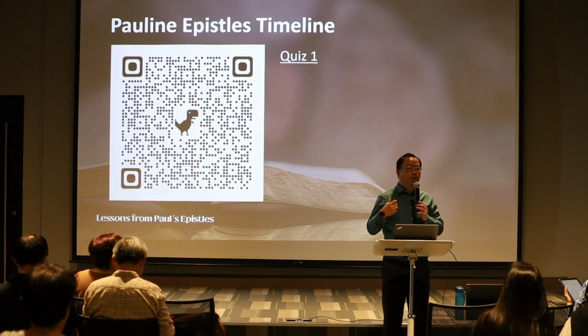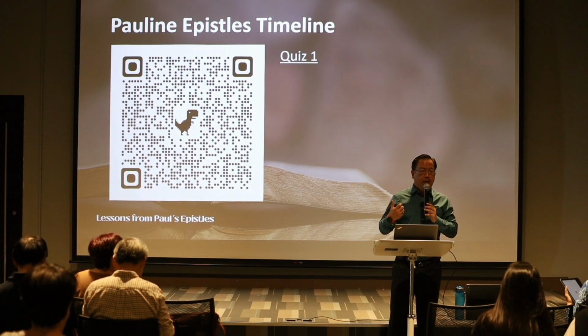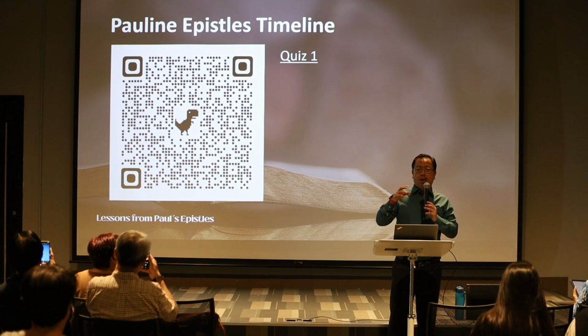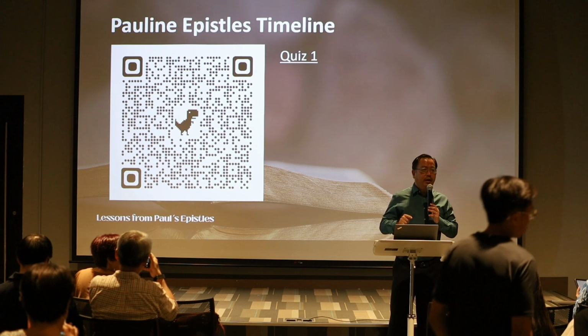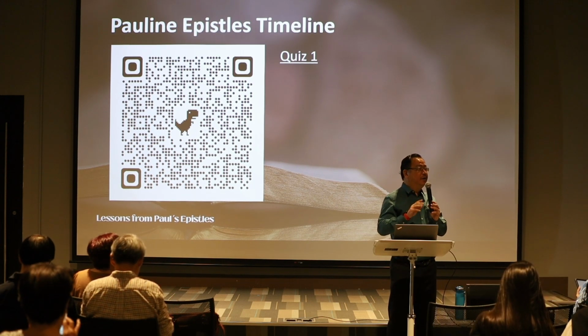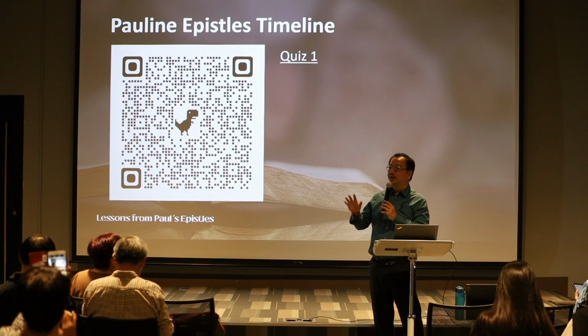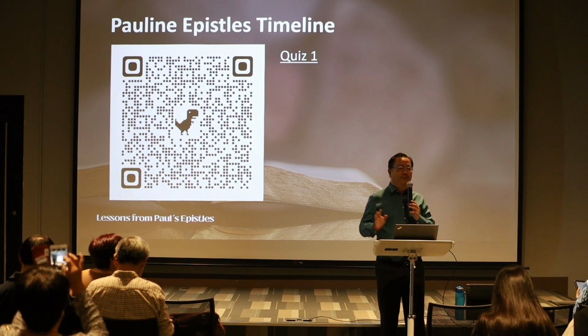This is a QR code. You just go onto this, scan the code. There'll be 6 questions, multiple choice. Just click and submit, and you will know your scores immediately. I no need to mark for you.